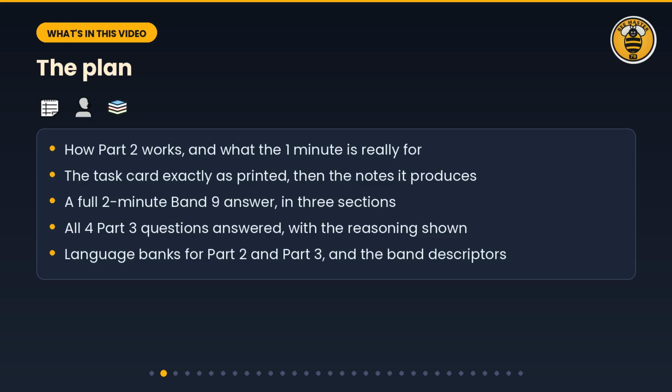Here is the plan. First, how Part 2 actually works. Then the cue card exactly as it was printed, the 1 minute of note-taking, and the full spoken answer. After that we move into Part 3, where the questions turn abstract, and we finish with the language banks and the band descriptors.